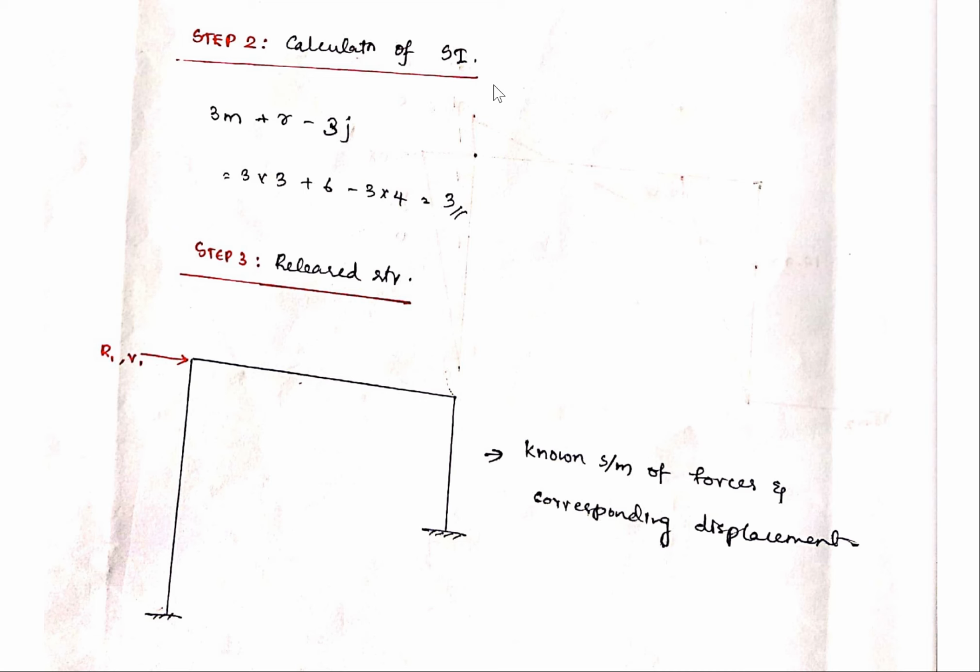Next is the calculation of static indeterminacy. 3m plus r minus 3j is the equation for static indeterminacy for frames. Here we have 3 members and 4 joints. The total number of reactions is 6 because we have 2 fixed ends. So the total static indeterminacy is 3. So we have to release 3 reactions to obtain the basic determinate structure.